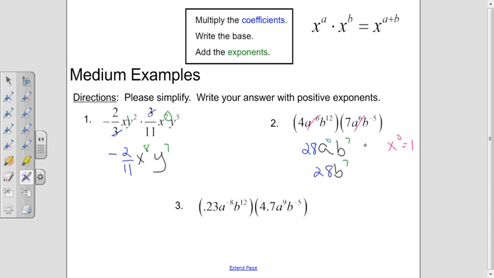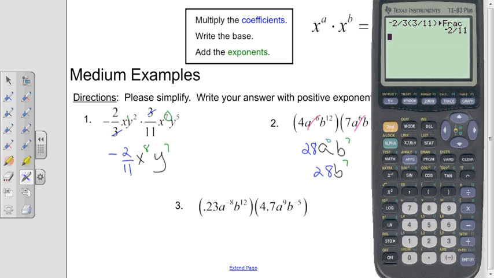Okay, so on the next example, we have 0.23 a to the negative 8th b to the 12th times 4.7 a to the 9th b to the 5th. Well, I am going to use my calculator for that. When I go to multiply the coefficients, obviously I'm going to get 0.23 times 4.7, okay, which is 1.081. I don't have to convert that to a fraction because I can write 1.081 without rounding it. It's not obnoxiously long. Write the first base, which is a, add the exponents, which are negative 8 and 9, which gives us 1.